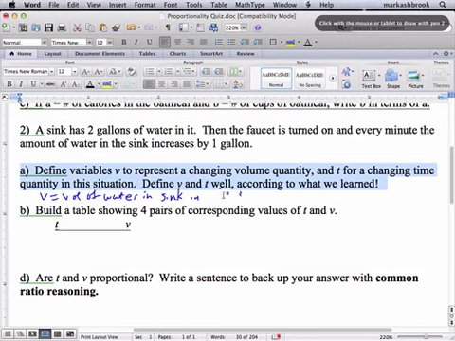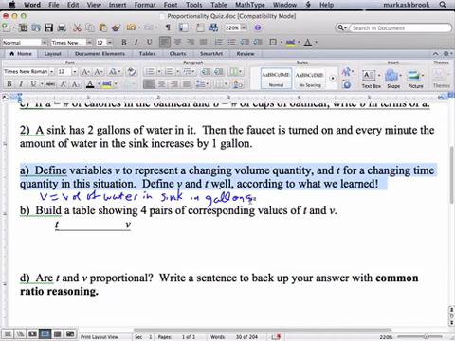We forgot that one. This is worth 2 points, and I'm going to leave it up to you to determine if you get 0, 1, or 2 points on this. You have to have the unit gallons, and it's got to be volume of water in the sink. That's a changing quantity, right? Because as it fills up, the volume's changing. So 0, 1, or 2 points. I'll leave it to your discretion to give yourself the right amount of credit.